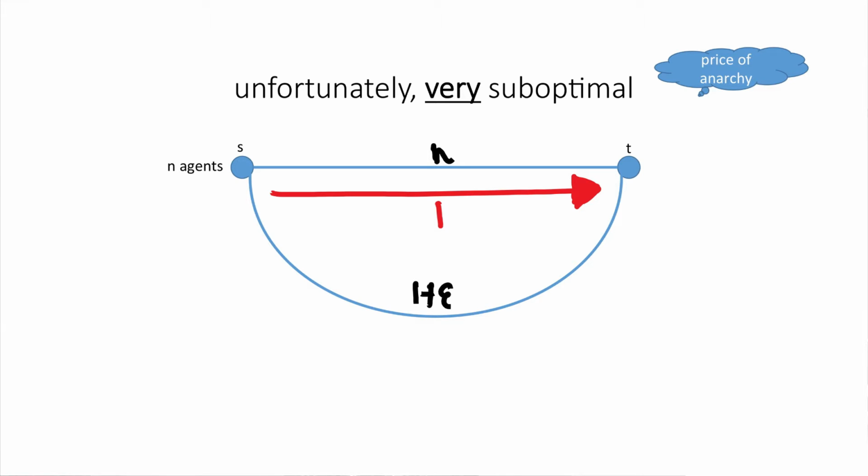So, the solution that is at equilibrium is in fact a factor n away from the best routing solution that you can come up with in this graph. Okay. So, the cost of selfishness here, usually called the price of anarchy, is about n.